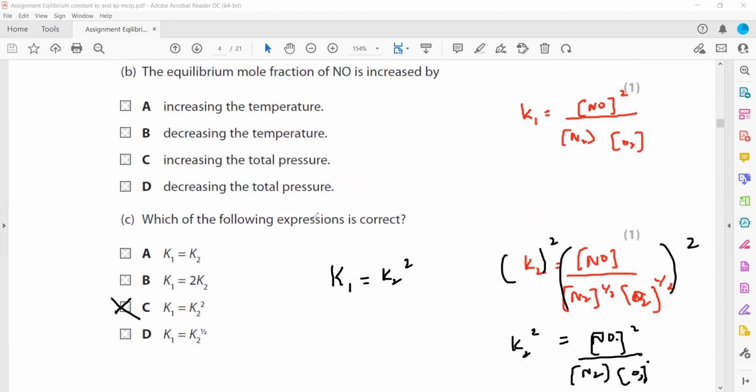So what we did: we wrote the K expression, the Kc, for both equations, and then we made the concentration expression on the right hand side equal by squaring the second equation, and then we compared the two equations. This gives the expression K1 is equal to K2 squared. Is this part clear? The next doubt from this exercise is question 15.